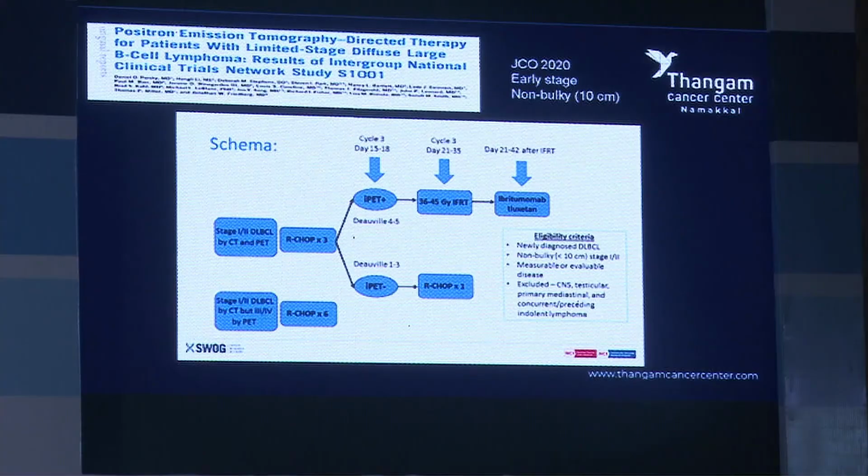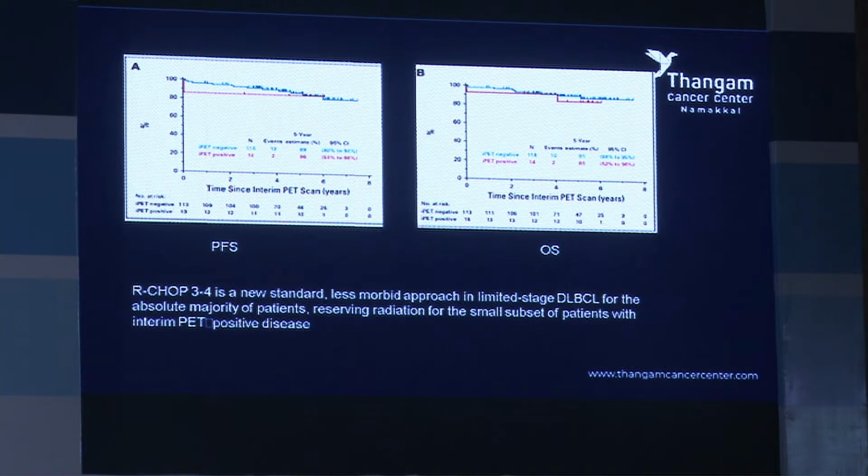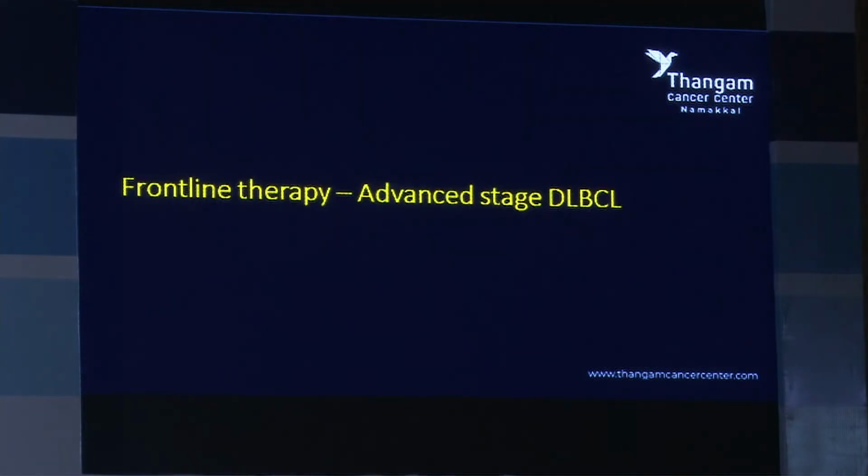If you were PET positive, you received consolidation RT as well as ibritumomab, which is a radioimmunotherapy, and PFS and OS in both these groups were similar. So R-CHOP 3 to 4 is a new standard, a less morbid approach in limited stage DLBCL for the absolute majority of patients, with radiation for the small subset of patients with interim PET positive disease.